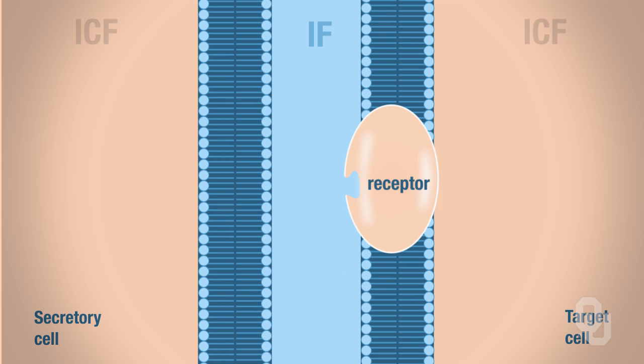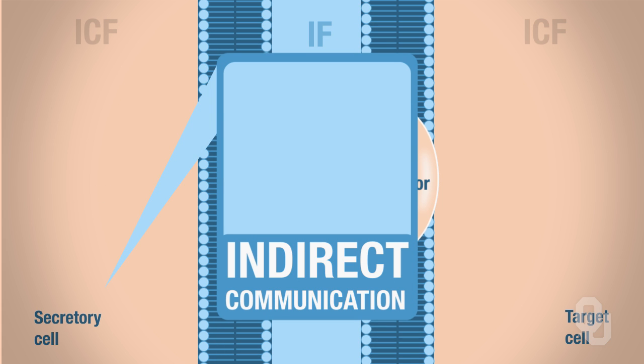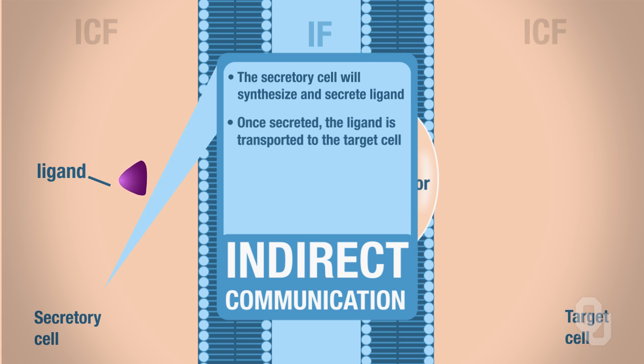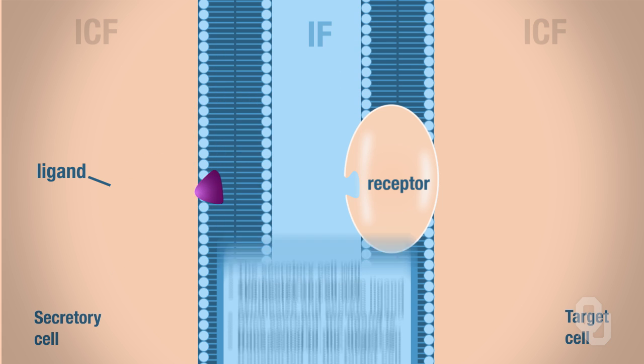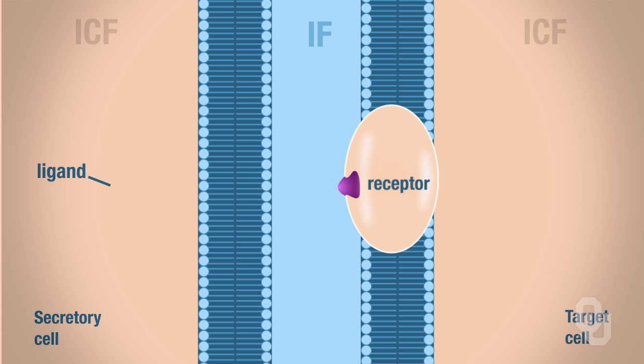So what that means is that your ligand, or your chemical messenger, whichever you prefer to call it, has to be transported to the target cell. That target cell may be close by the secretory cell but not physically connected, or the target cell may be farther away. Again, just to give you the overview here, here's the secretory cell. It's going to synthesize and secrete your ligand. The ligand, once it gets secreted, has to be transported, and then it has to reach the target cell. When it reaches the target cell, it binds to the receptor, and once it binds to the receptor, you get some sort of response. So that is the big picture of what indirect communication is. These two cells are not physically connected.